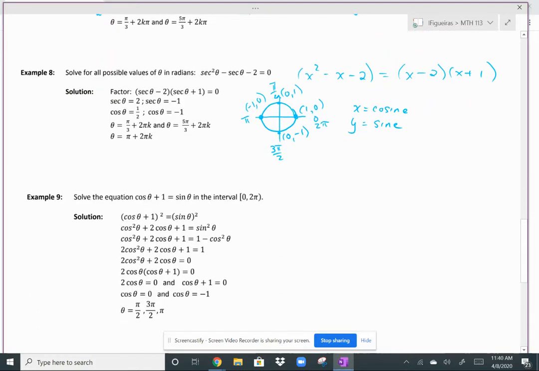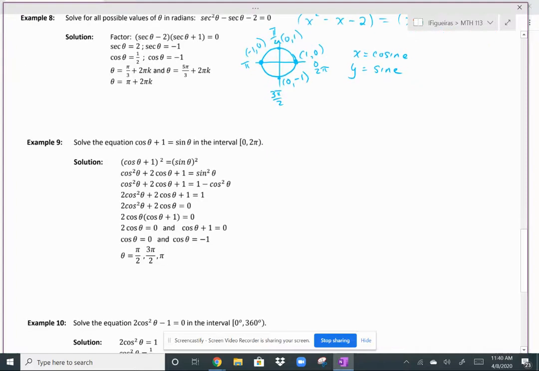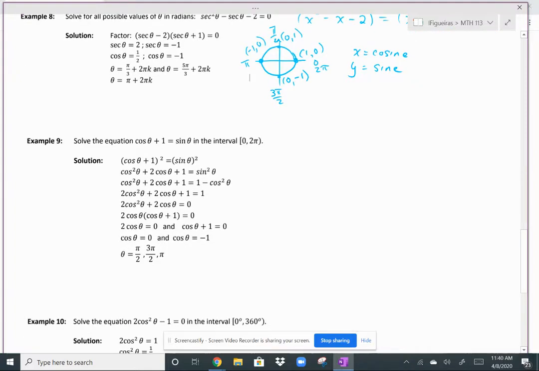Okay, so here's another one. This one works out to be a quadratic equation, but there is some substitution that you have to do. It's a little bit more complex than the other two. So we have cosine of theta plus 1 equals sine of theta, and we only want to state the solutions on the interval from 0 to 2 pi. So that means there's a restriction in terms of what we need to find instead of all possible values.